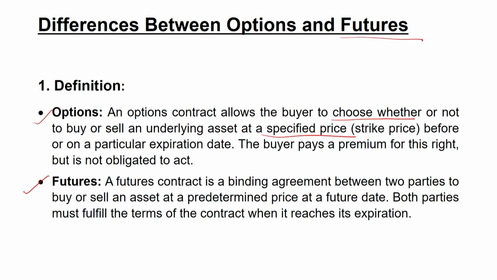Whereas a futures contract is a binding agreement. That means it gives both the right and the obligation under the contract between the two parties to buy or sell the asset at a predetermined price at a future date.